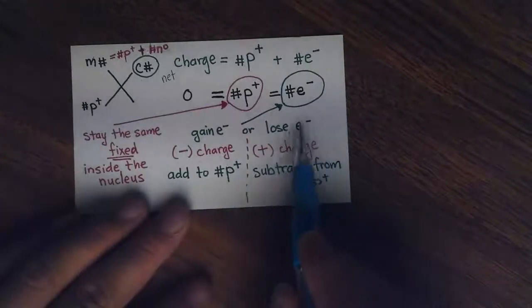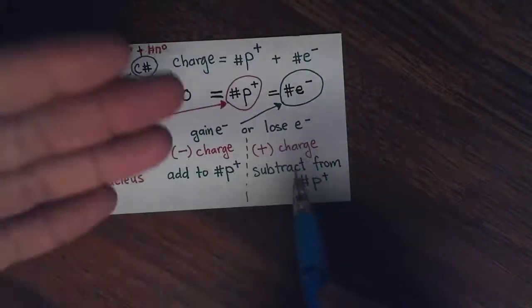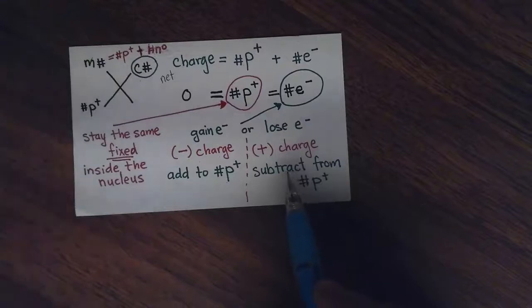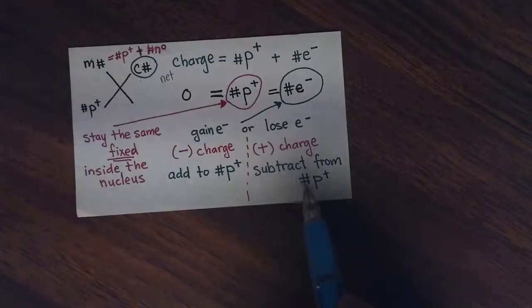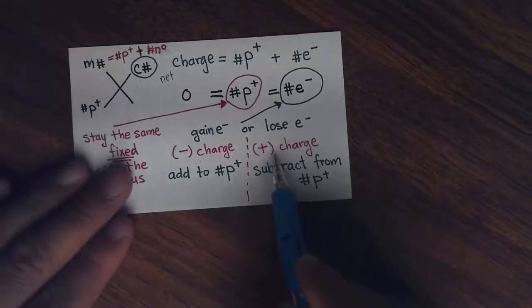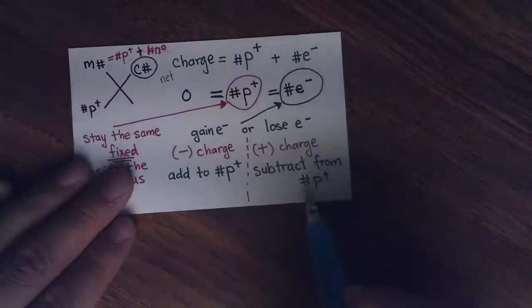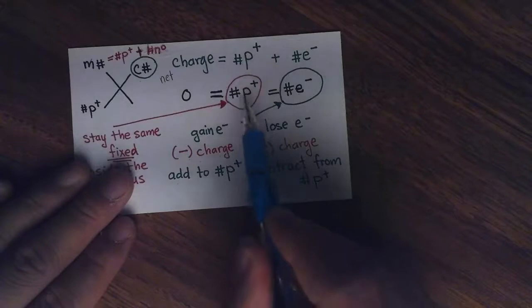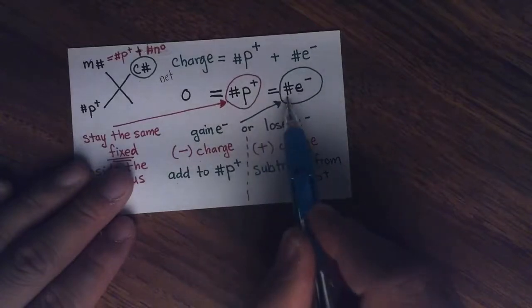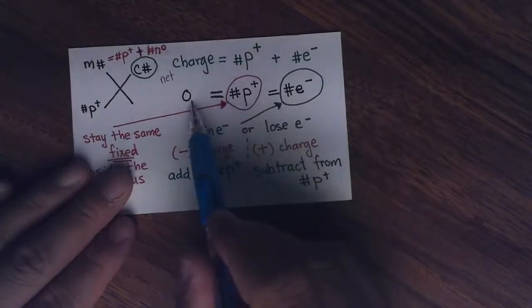Whereas if you lose electrons, which are negative, you become more positive. In that case, you are going to subtract from the number of protons, because the number of protons is actually equal to the number of electrons when the net charge is equal to 0.